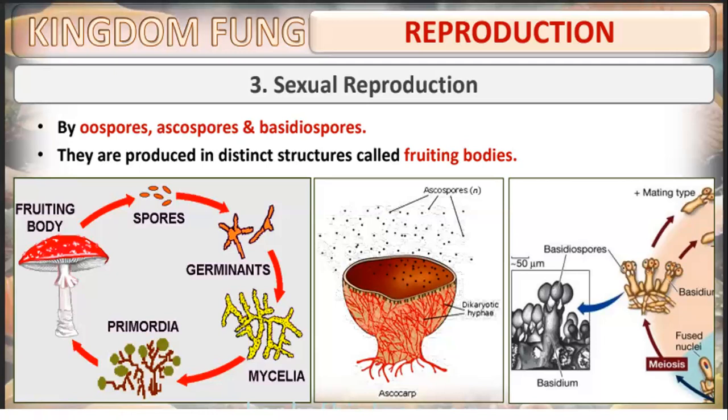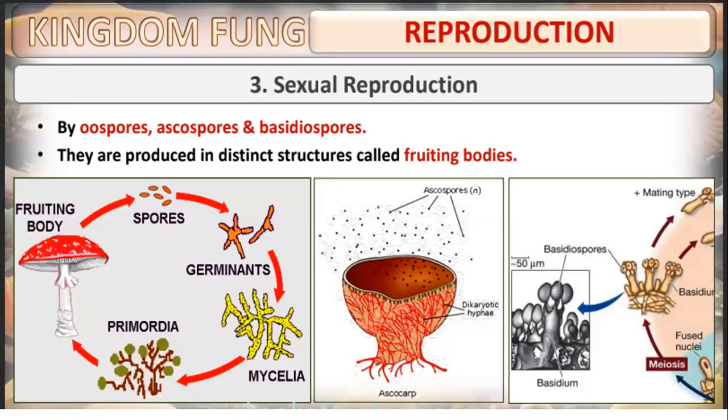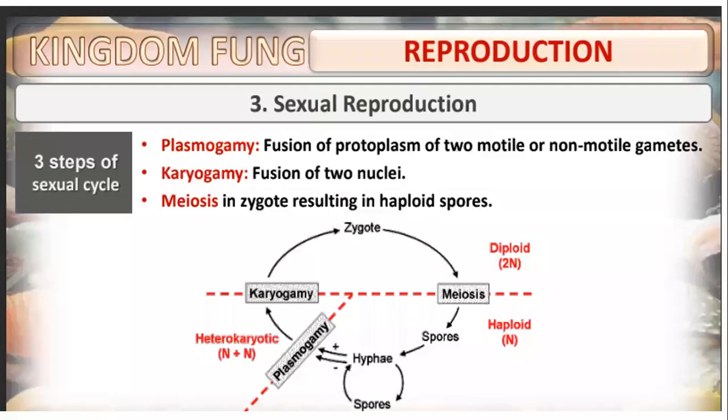Only when it becomes zygote in sexual reproduction, then only it will be diploid. But afterwards, zygote will undergo meiosis to again form haploid. Zygote undergoes meiosis, it again forms haploid. Fungi are haploids. Next is sexual reproduction. Now, in sexual reproduction, there are three steps.